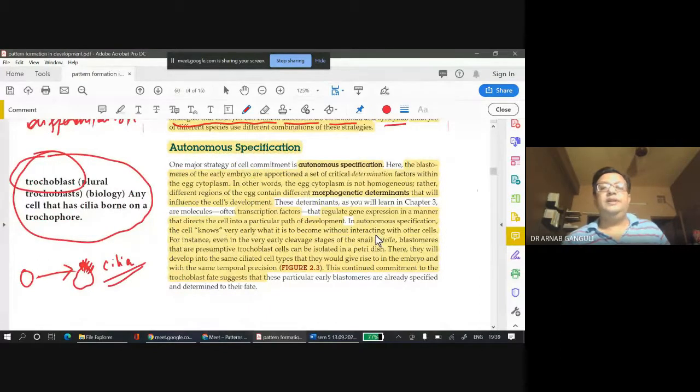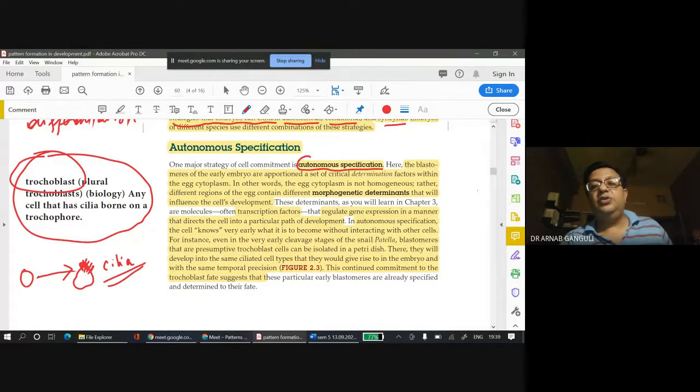So these are the strategies of cell commitment. One major strategy is autonomous specification. One type of specification strategy of specification. The blastomeres of the early embryo have a set of critical determination factors within the egg cytoplasm.